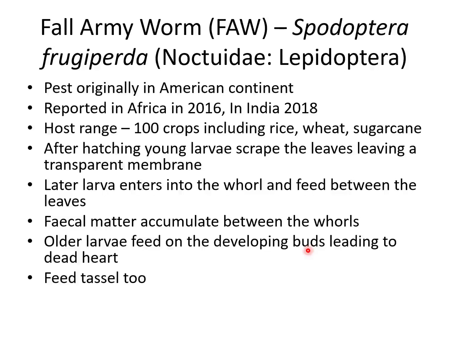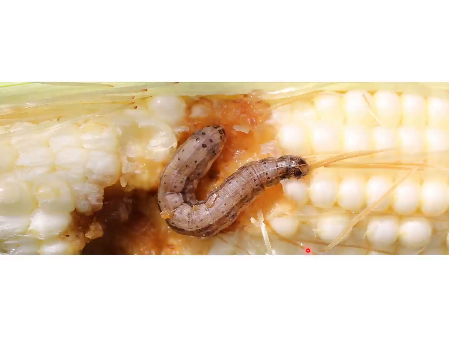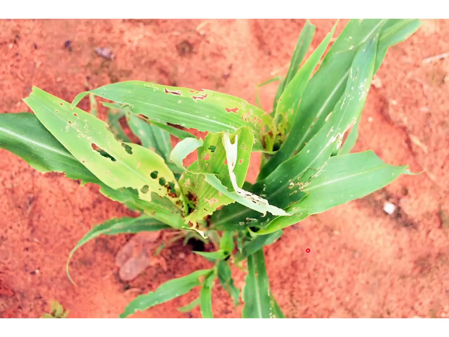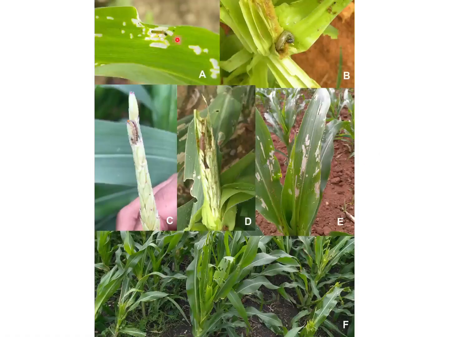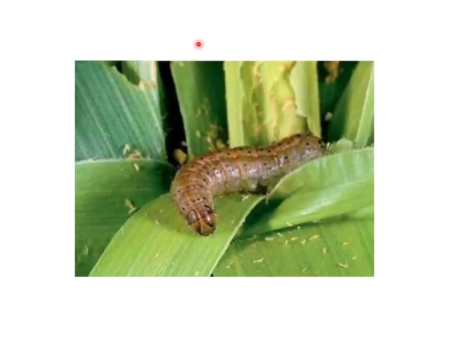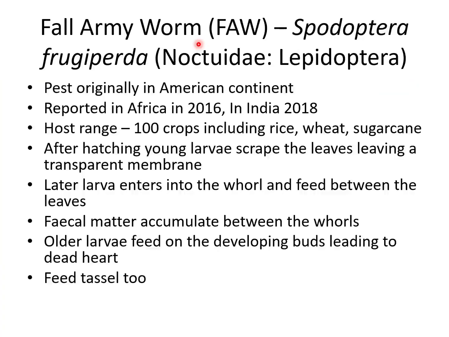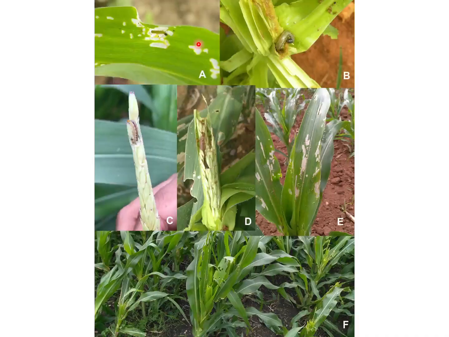Immediately after hatching out from the egg, the young larva scrapes the leaf, leaving a transparent membrane, which we have discussed in the case of stem borer, Chilo partellus. You can see it over here. It scrapes the leaf, leaving transparent windows on the leaf, and the larva then moves into the central whorl and feeds between the leaves. So we can see the central whorl damage. You can see it over here.